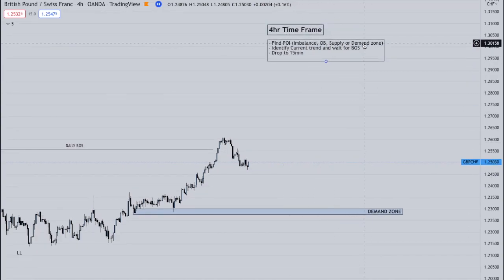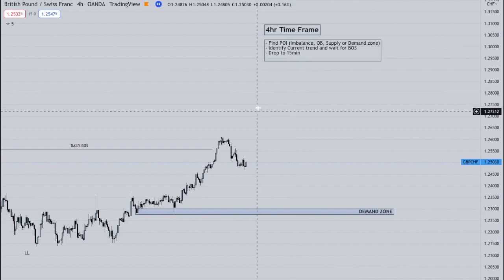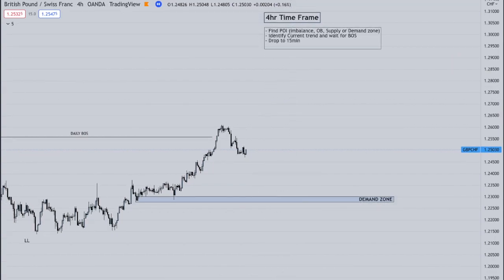After we found our level of demand or our point of interest, we want to identify the current trend and we want to wait for a break of structure. Okay, so let's look at that. As we can see, our current structure, we're in a downtrend. We have lower low, lower high, lower low, lower high. So we want to wait for a break of structure.